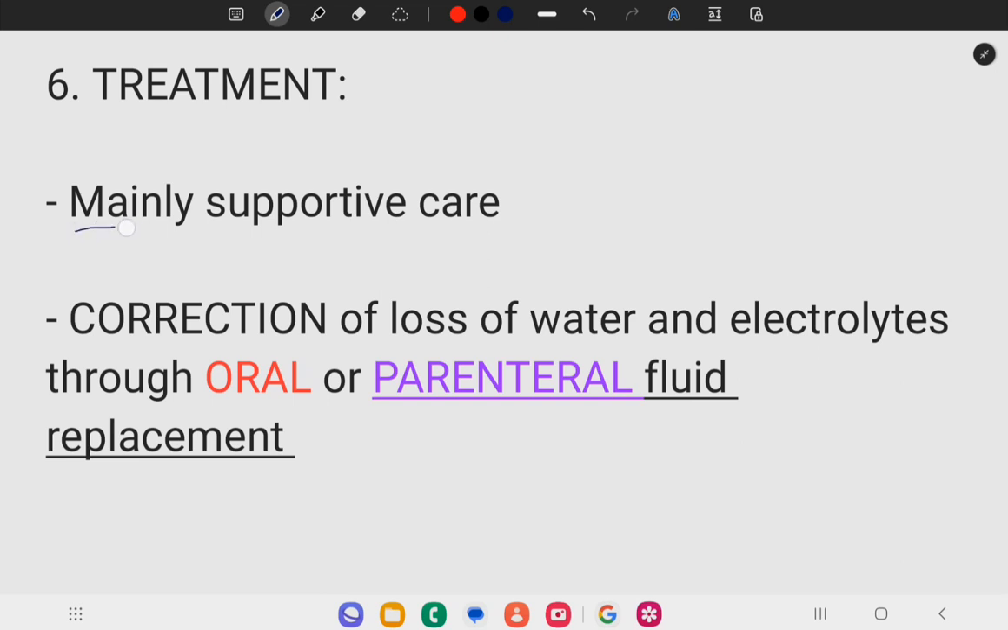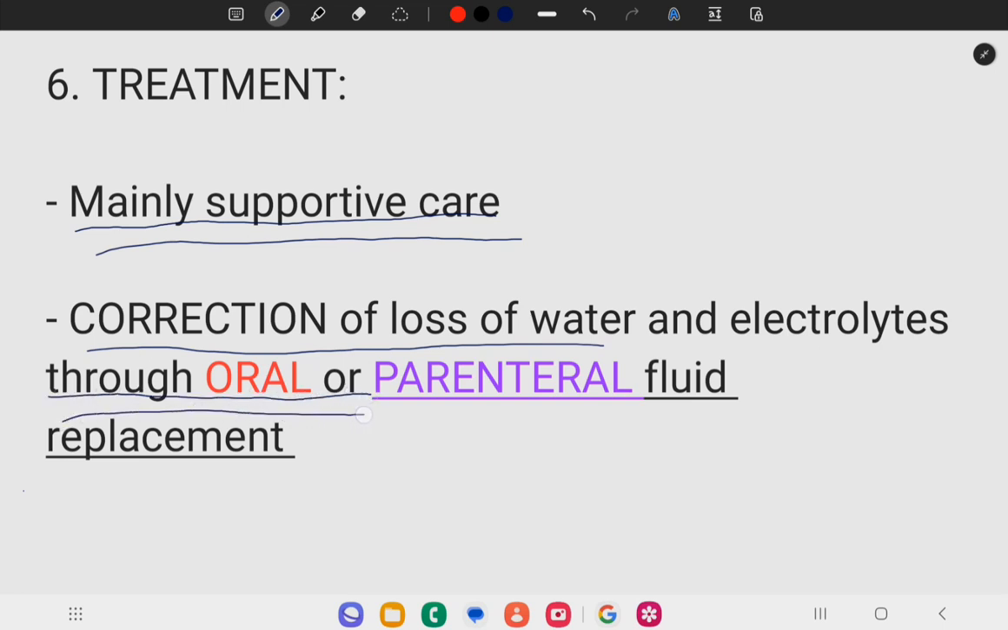There is no specific treatment, mainly supportive care is given, like correction of loss of water and electrolytes through oral or parenteral fluid replacement. Because there is loss of water and electrolytes due to secretory diarrhea and vomiting, correction of loss of water and electrolytes is important. ORS should be given to patients suffering from rotavirus diarrhea.